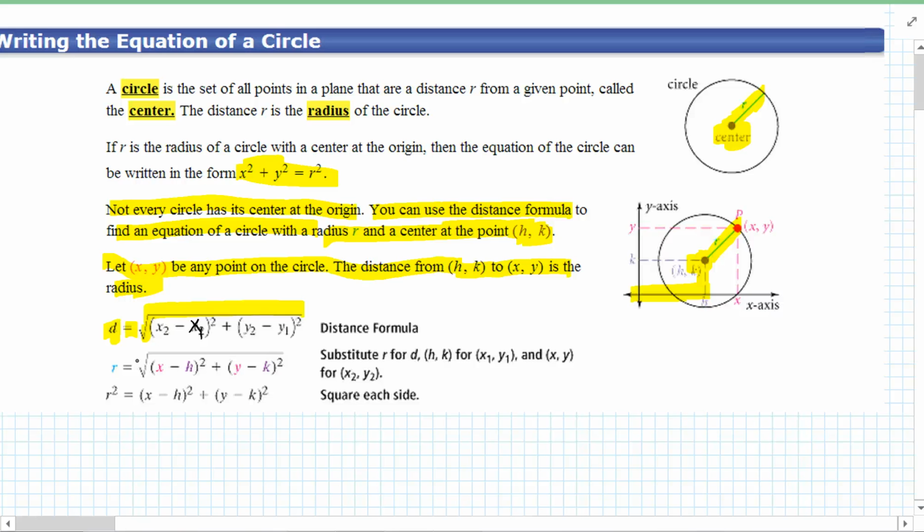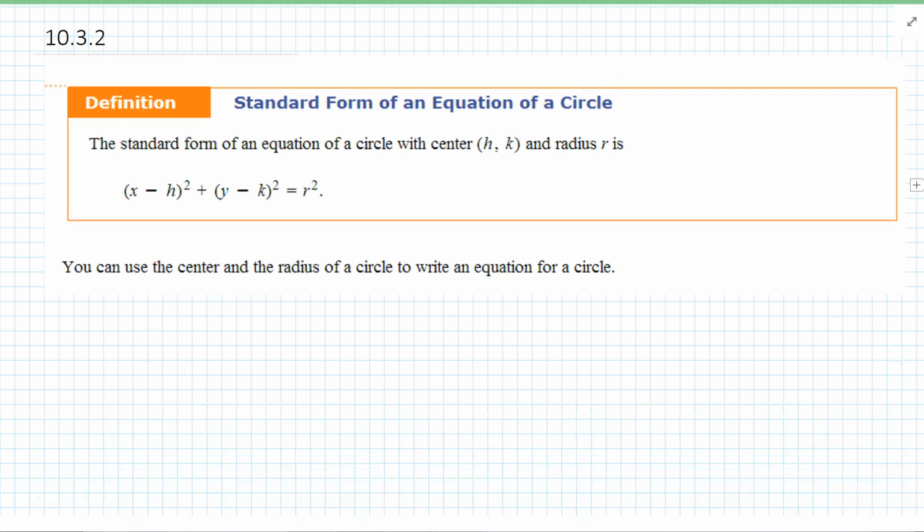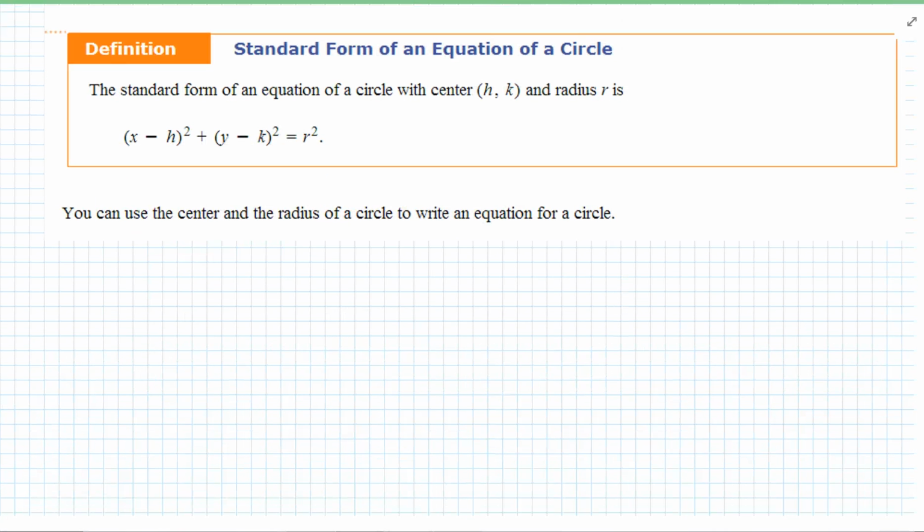So now let's plug in the values. The radius equals the square root of x minus h squared plus y minus k squared. So all we did was the distance formula for the radius. Square each side, and we get r squared equals x minus h squared plus y minus k squared. So that's the standard equation for a circle. So memorize this. x minus h squared plus y minus k squared equals r squared.